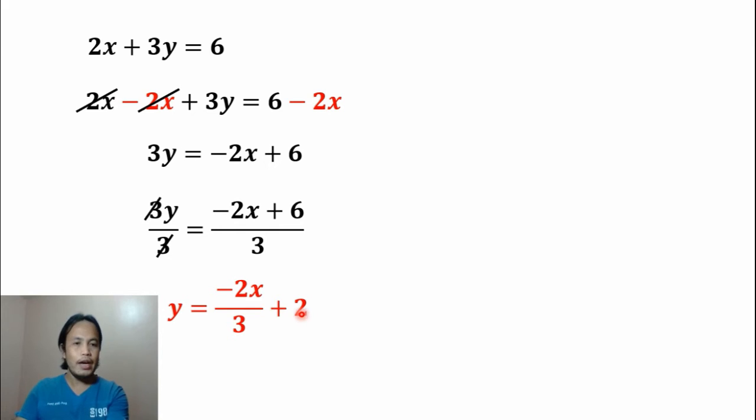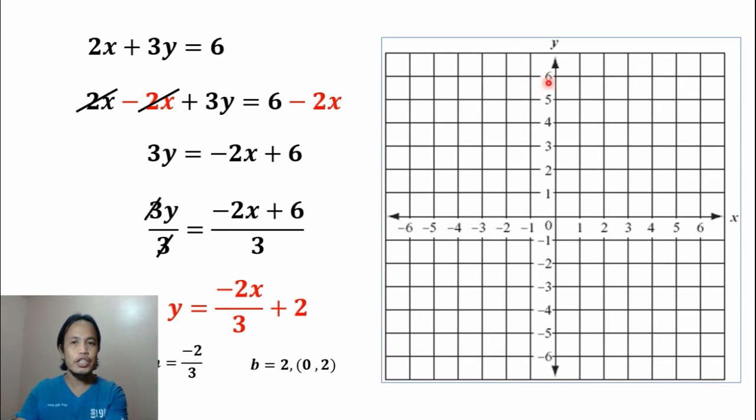So to identify our m, our slope is negative 2 over 3. And of course, our y-intercept is 2. And for the point, we have 0 and 2. Our x is 0 and our y is 2. Now, we will be using this slope and this y-intercept to plot the graph of this equation 2x plus 3y equals 6.